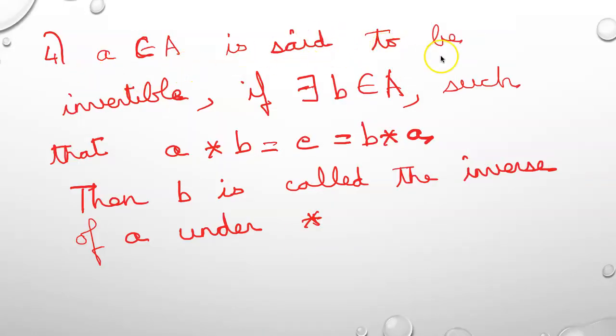a belonging to A is said to be invertible if you can find an element b belonging to A such that a * b = e = b * a. So b is called the inverse of a under star. Notice that inverse exists for each element, whereas identity is unique for the entire set under the binary operation.